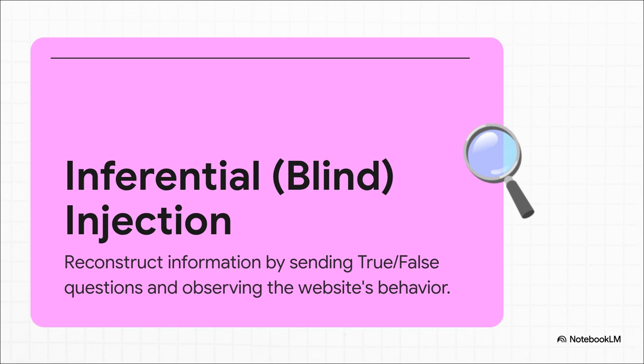And then there's this one, the cleverest of them all, blind injection. This is what you have to do when you can't see any data or error messages directly. It's like playing a game of 20 questions with the database. You ask a series of true or false questions, and you figure out the answer based on how the website behaves. It is incredibly slow, but unbelievably powerful.